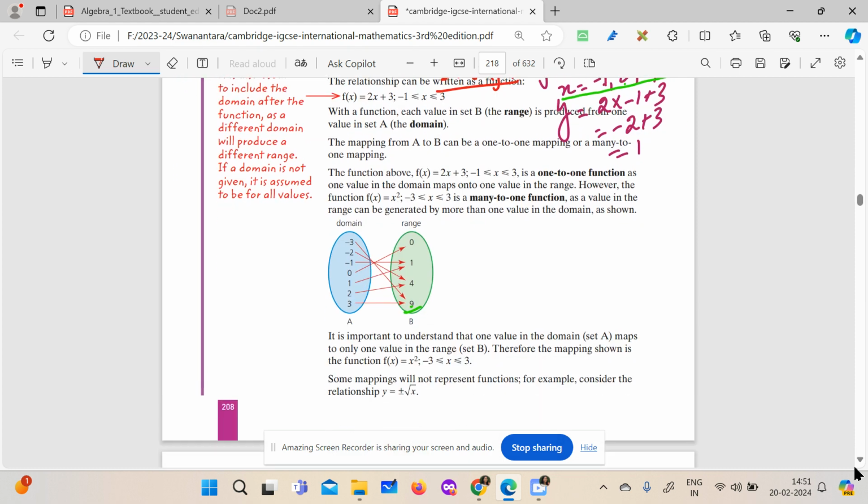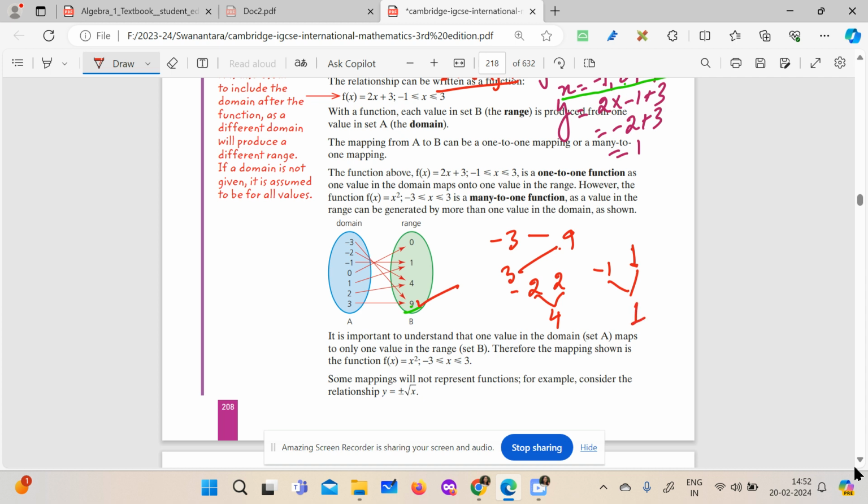Now when we look at this other example, minus 3 is mapped with 9. Then you can see that another number, 3, also has the value 9. Now you can see here minus 2 and 2 both have the value 4. And then we have minus 1 and 1, and both of them have the value 1 only.